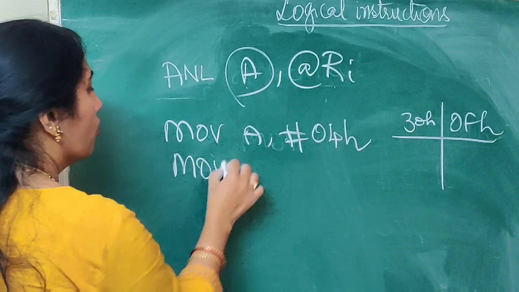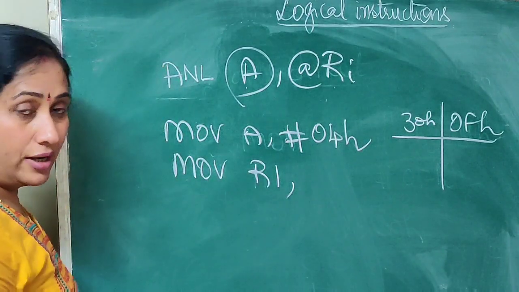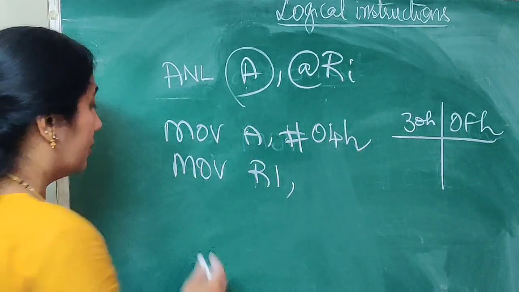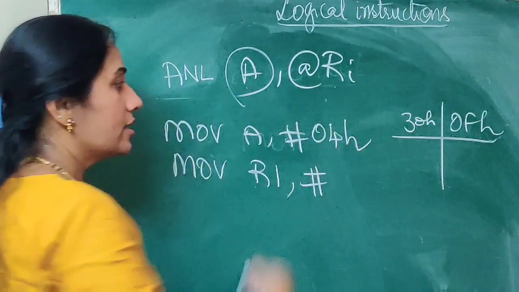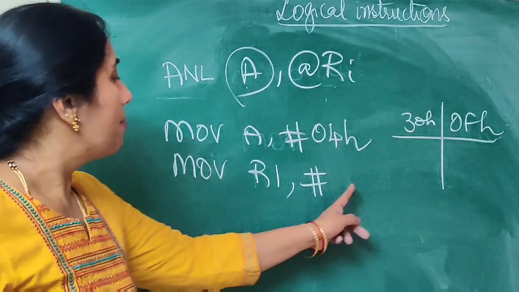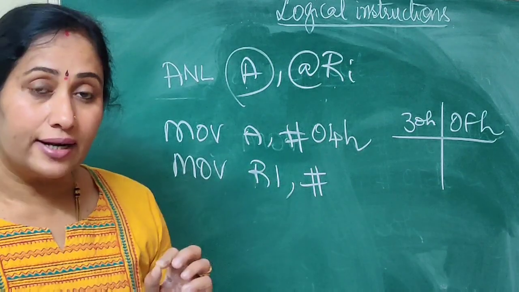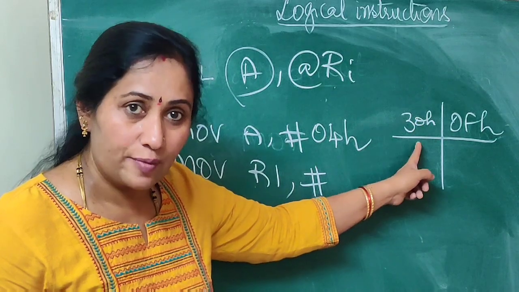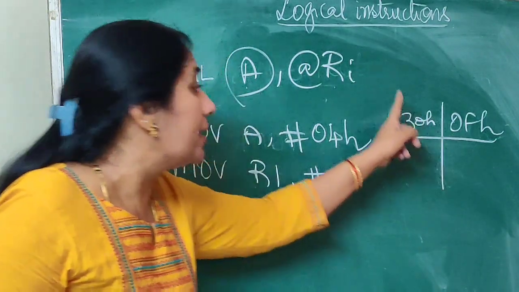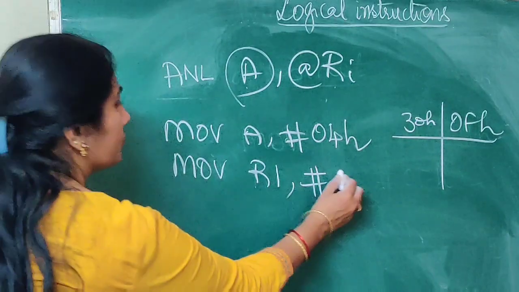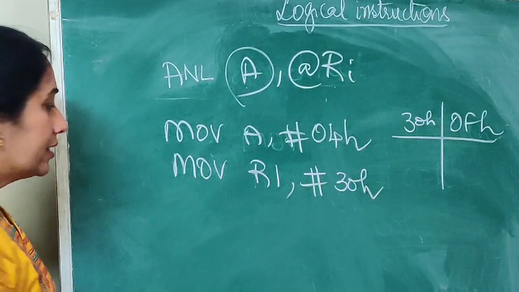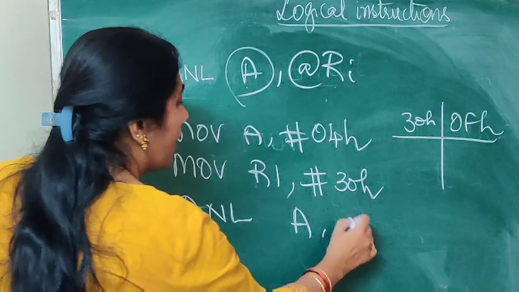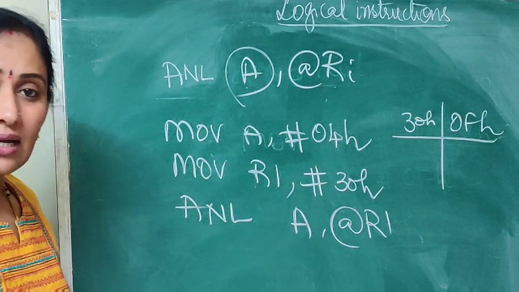And now I'll write MOV R0 or R1, either can be taken as a memory pointer. Now I have taken R1. MOV R1, hash. See, what number I have to load in the memory pointer is nothing but the address where I have loaded the data. Where I have loaded the data? I have loaded the data in 30 hex memory location. So this particular address should be loaded as immediate data. That is 30 hex. Next, now if I write ANL A, @R1.